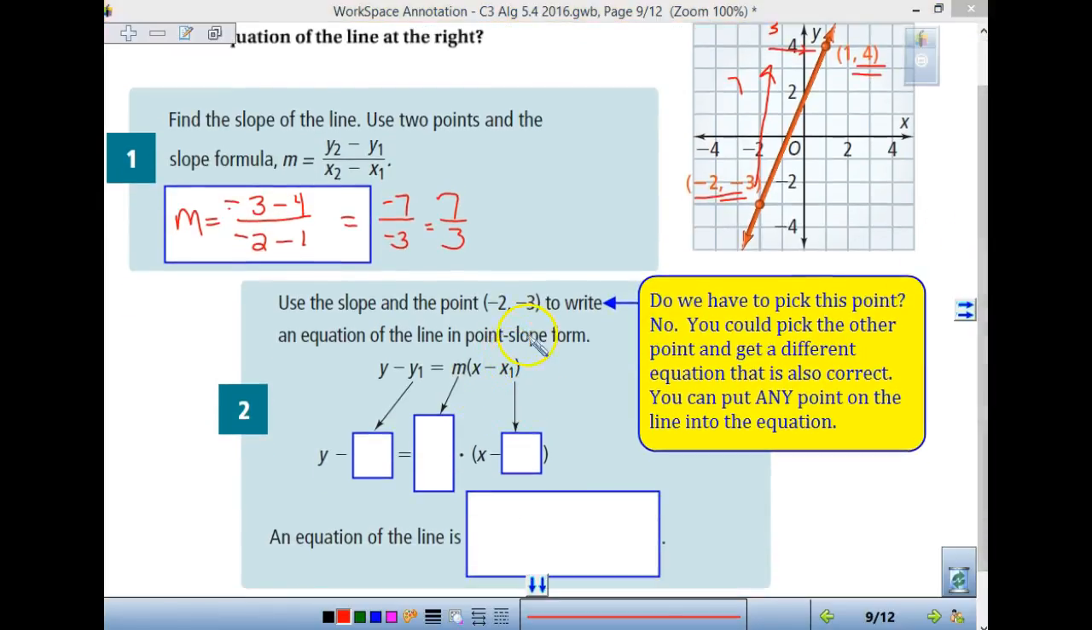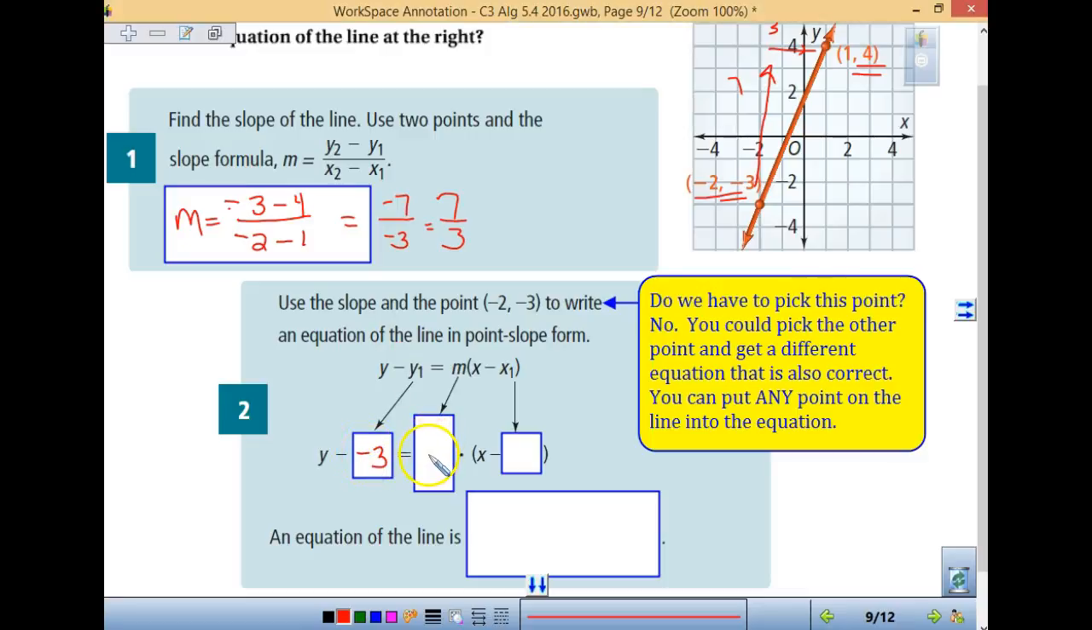So you have to pick a point. We're going to pick negative 2, 3, the first negative 3. We are going to put that in. So we're going to go with y minus. If I'm substituting in, Addison, I'm going to have y minus what? What is my 3? So y minus a negative 3.